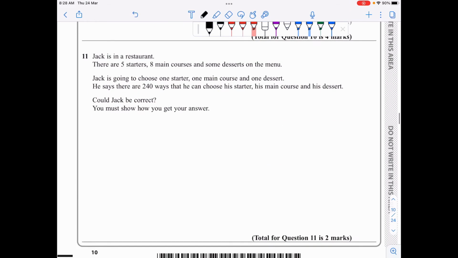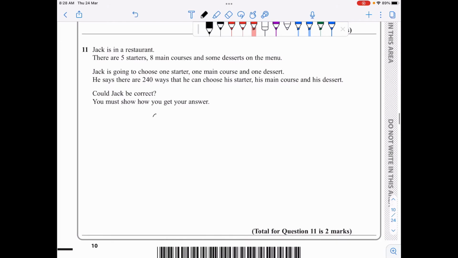We've got Jack in a restaurant. We've got 5 starters, 8 main course, and some desserts on the menu. He's gonna choose 1 starter, 1 main and 1 dessert, and he claims that there are 240 ways that he can choose his starter, his main course, and his dessert. So we need to assess whether Jack could be correct.